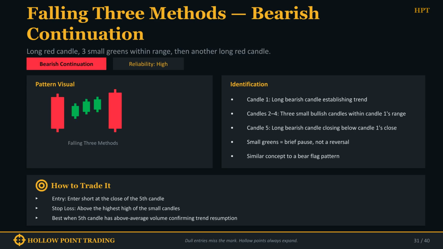The falling 3 methods is a bearish continuation pattern, the inverse of the rising method. A long red candle is followed by 3 small green candles within its range, and then a 5th long red candle confirms the downtrend continuation.